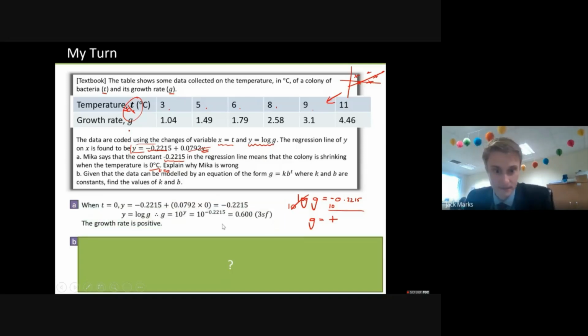So let's take a look. 10 to the power of minus 0.2215. And that gives you a positive number. So a little conclusion as well, that the growth rate is positive.